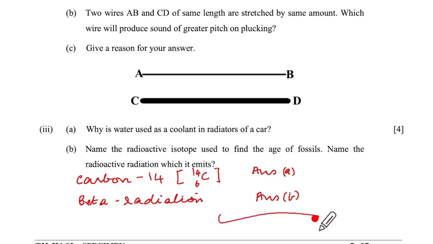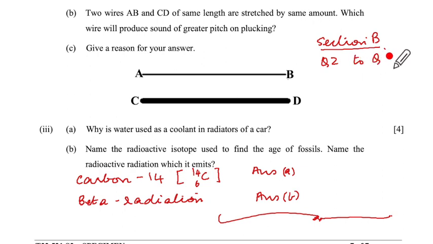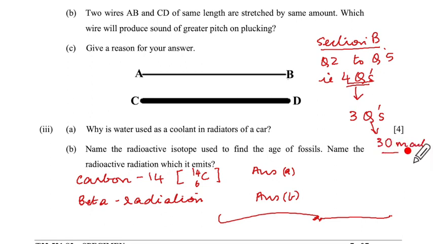So we have finished with all the questions of our section B. So we finish with section B. We have question 2 to question 5. There are 4 questions, out of which you have to solve 3 questions. Okay, so that will give you 30 marks for our section B.